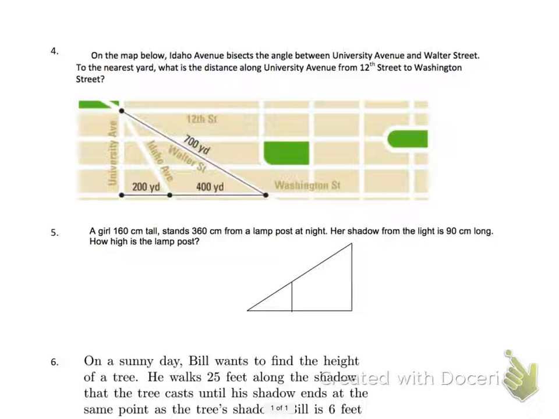So if you look at number 5, it says a girl who's 160 centimeters tall stands 360 centimeters from a lamppost at night. Her shadow from the light is 90 centimeters long. How high is the lamppost? You mean 160. Oh, did I say 180? Yeah, 160. I'm sorry.